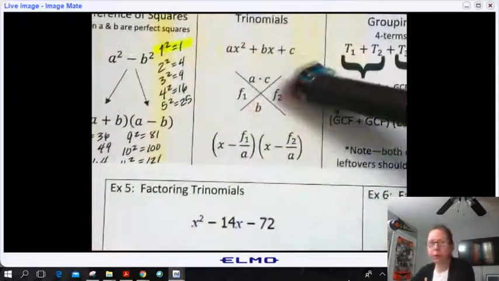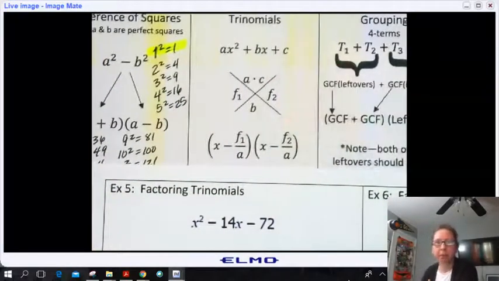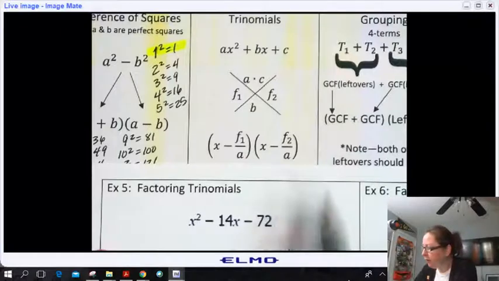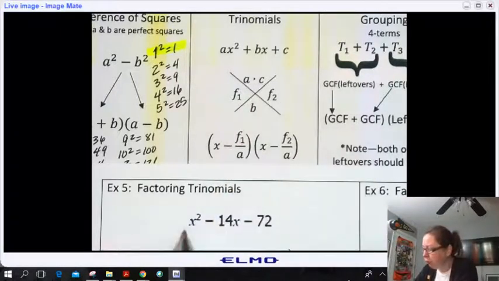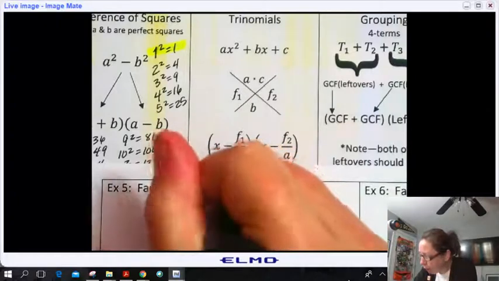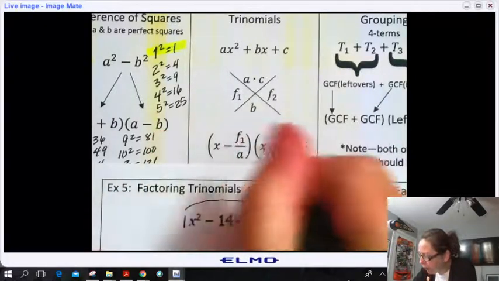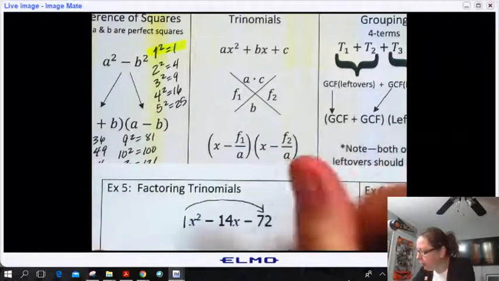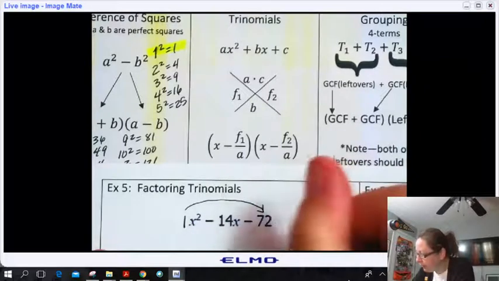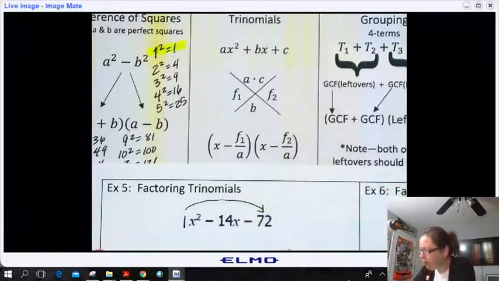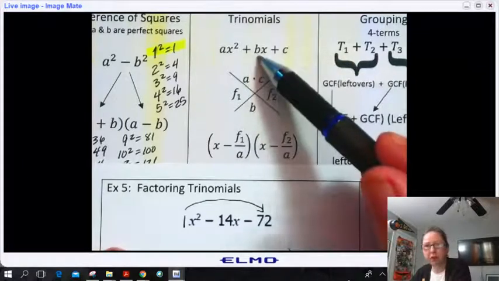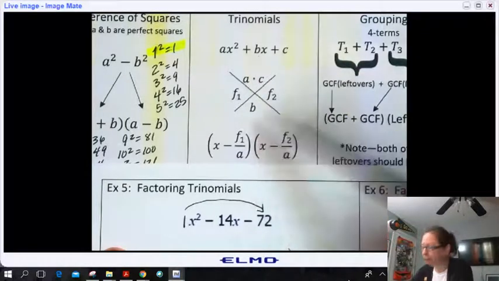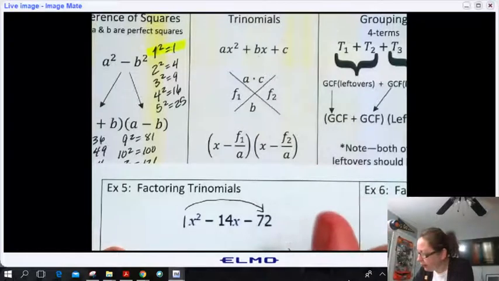The rule that we're using is this one right here. So in the top of the X puzzle, we should have A times C. So A in this case is 1. 1 times C, so that's 1 times -72 is -72. And then in the bottom is the B term. B goes in the bottom. So that's a -14.